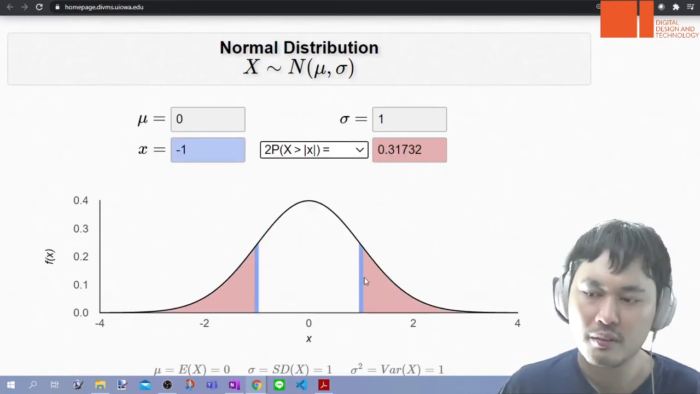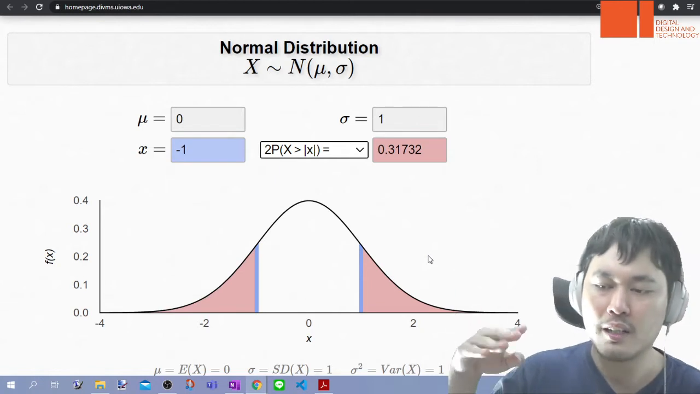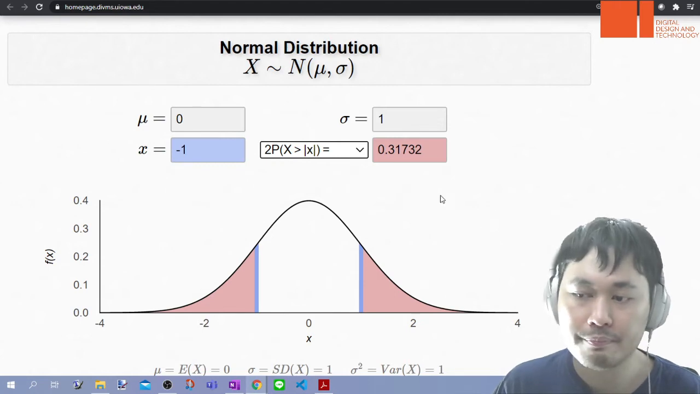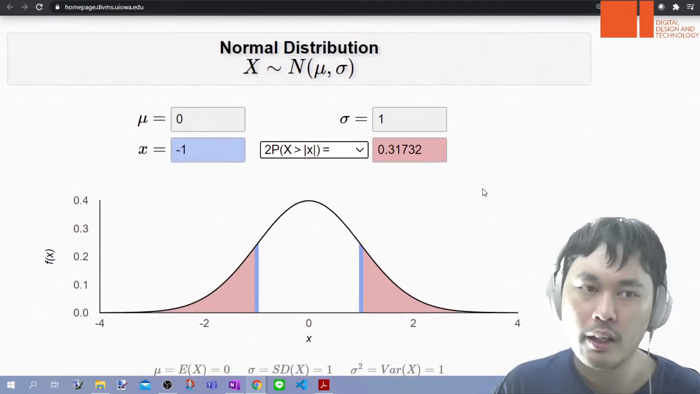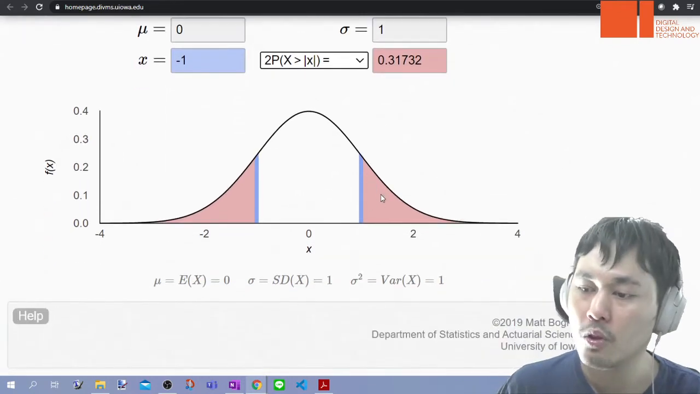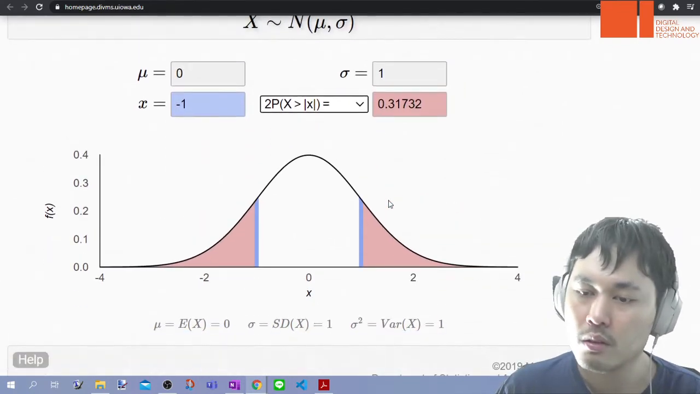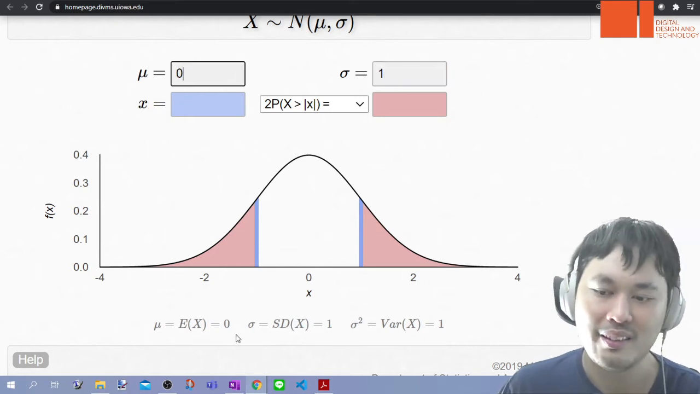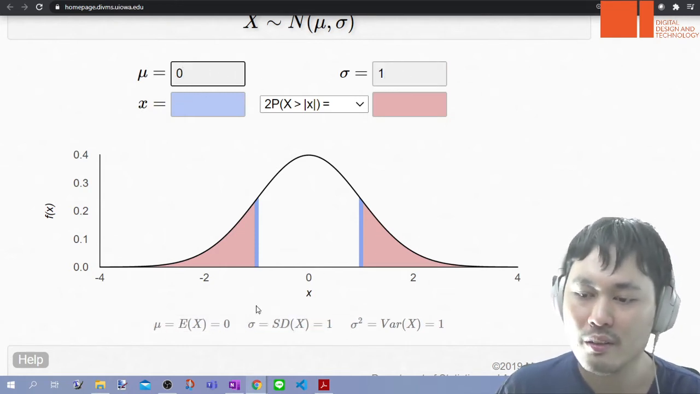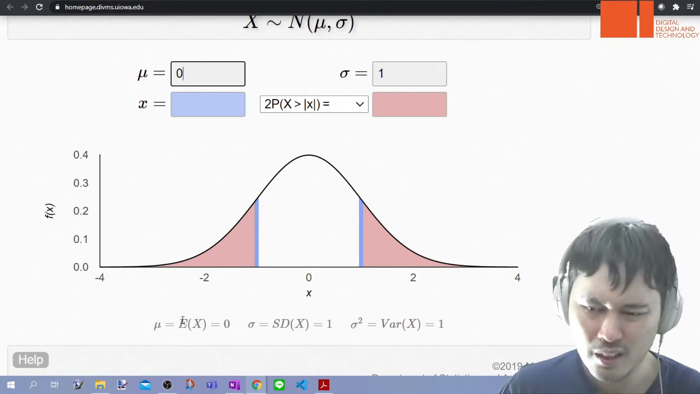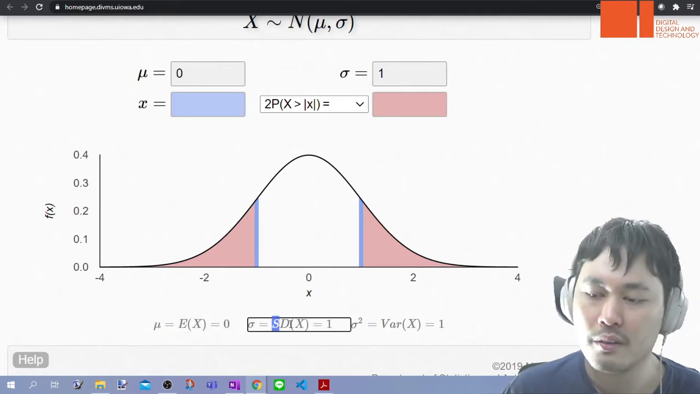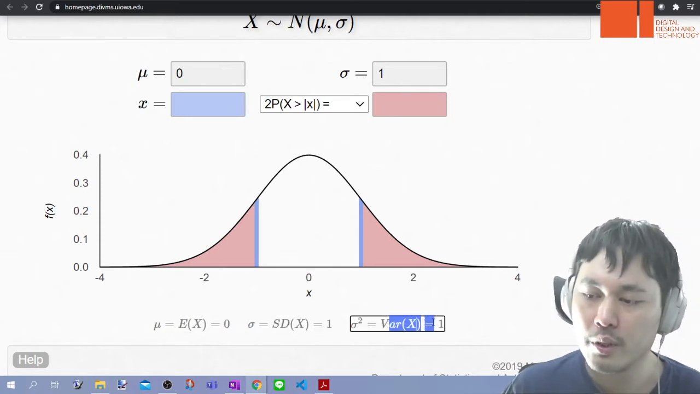Yeah, so it's looking at the values that are too far from the center, both on the right and on the left, and finding the total area of those parts. And if you want more information, you see the values down here. The mu and sigma are actually given there, so that's going to be the same values. The nice thing is they specify that mu is E of x, the expected value of x, and sigma is the standard deviation, and the variance is sigma squared.